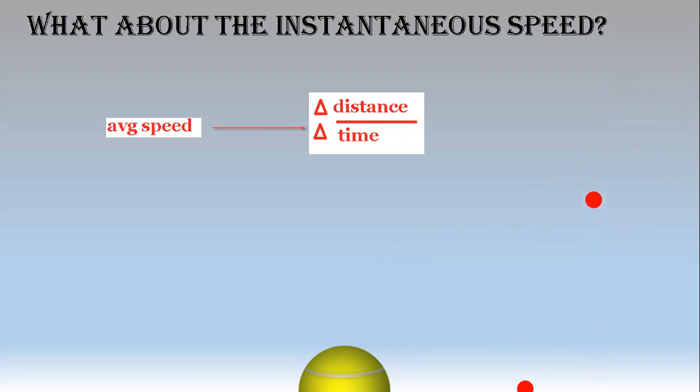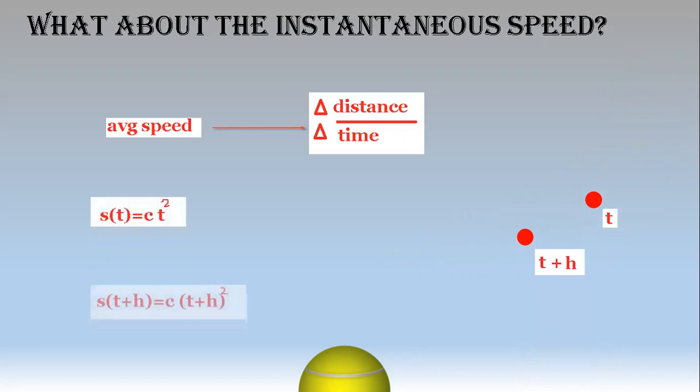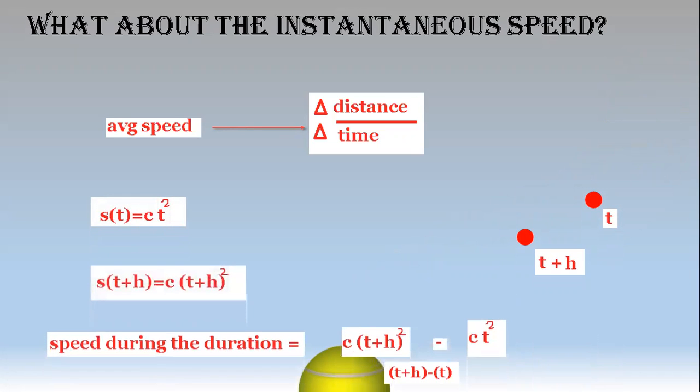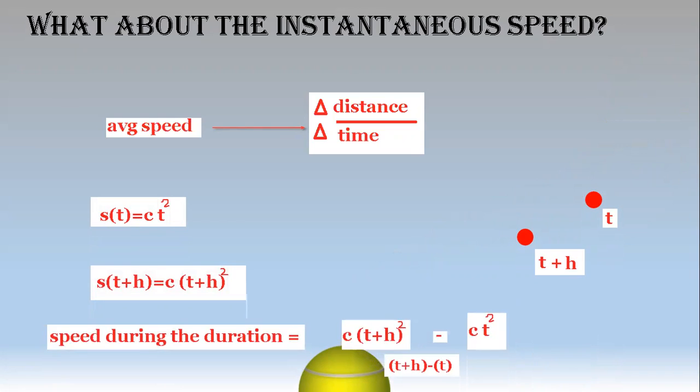Maybe we can identify two particular instants, t and t plus h. Respectively, we can calculate the values of distances as s of t and s of t plus h. I can also find out the speed of my duration. That's right, my specified duration, and put down the values in the formula.